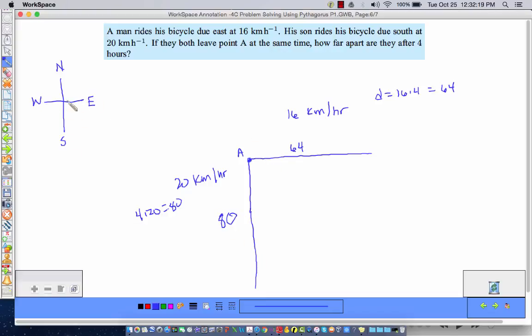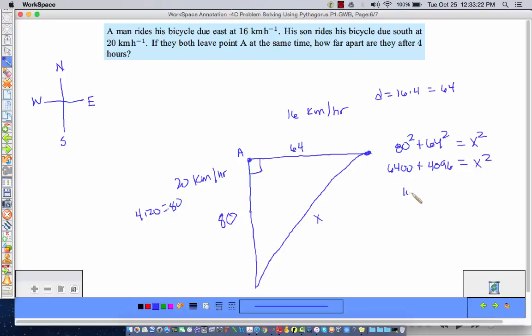And east and south meet at a right angle. Okay, so we got that going for us. And so it says, how far apart are they? So we're looking for x. So we know that 80 squared plus 64 squared is equal to x squared. And 80 squared is 6,400. 64 squared is 4096. That's equal to x squared.